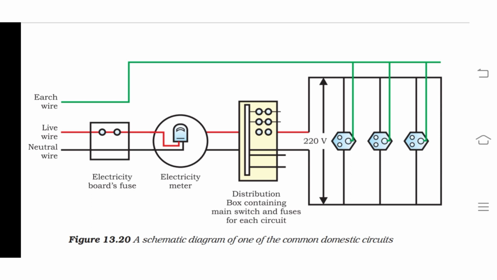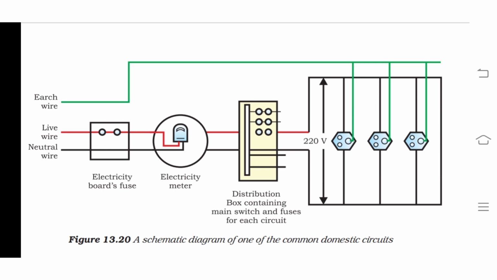That means we have 3 rooms, 4 rooms, or 5 rooms in our homes. Every room has an individual circuit. That individual circuit has a switch connected to the main distribution switch. All the domestic circuits are connected in parallel here. The three circles in blue color are the domestic circuits, that is, the individual rooms' circuits. One circuit is 15 amperes and one circuit is 5 amperes. The 15 ampere circuit is high rating power, and the 5 ampere circuit is low rating power.